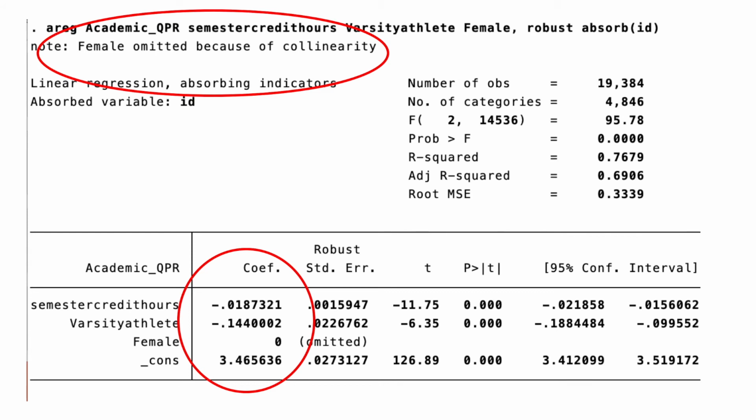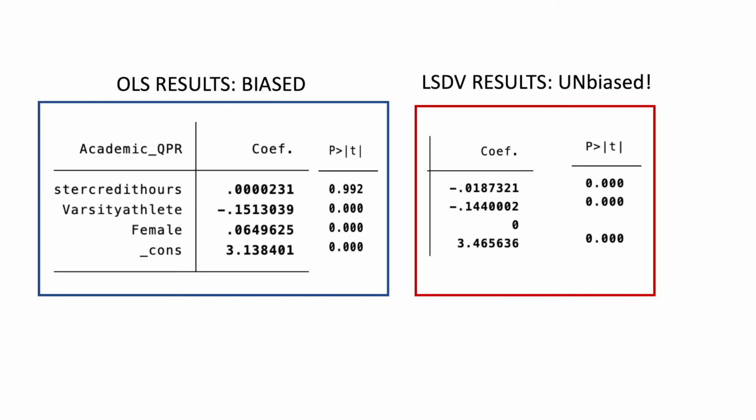Now our coefficient values are a little different. We don't have any results for female, like I just said, and both things are statistically significant. And also, notice how big the R squared is versus the previous model. Now, if we put those side by side, we can see the big difference in the results.